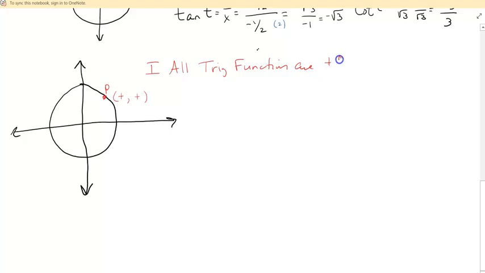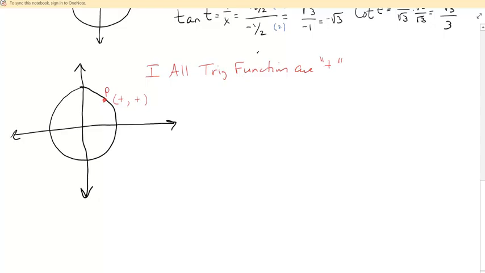trig functions are positive. That's very helpful, very useful piece of information. How does that change when we go to quadrant 2?